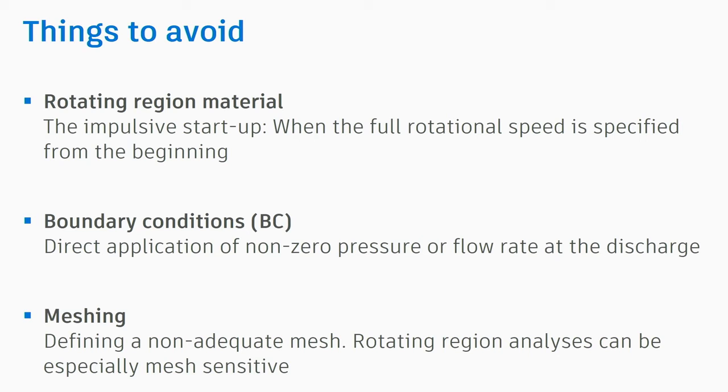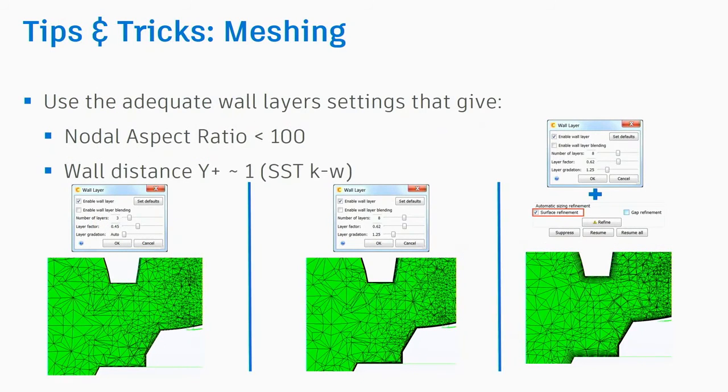For the meshing, you really need to define an adequate mesh. It's very important, especially that you make the mesh uniform and refine it in regions of interest: the volute tongue, the leading and trailing edges of the blades of the impeller. Because rotating region analyses are very mesh sensitive.